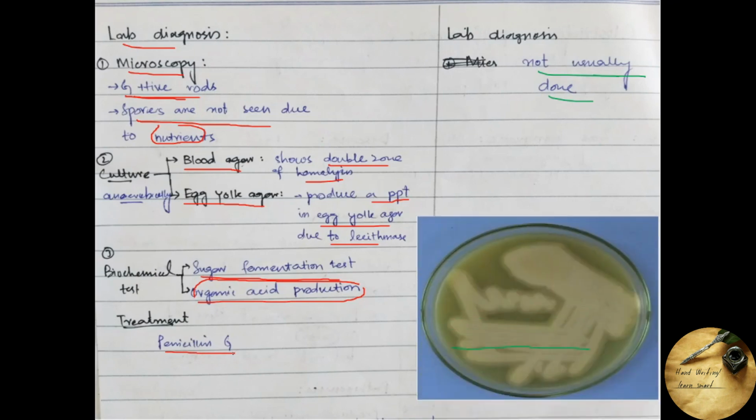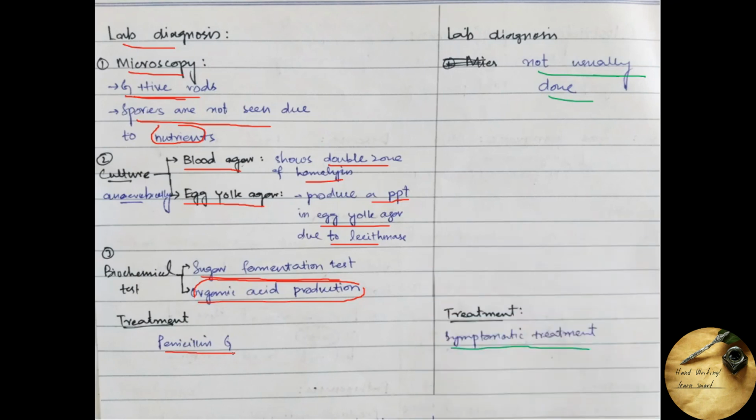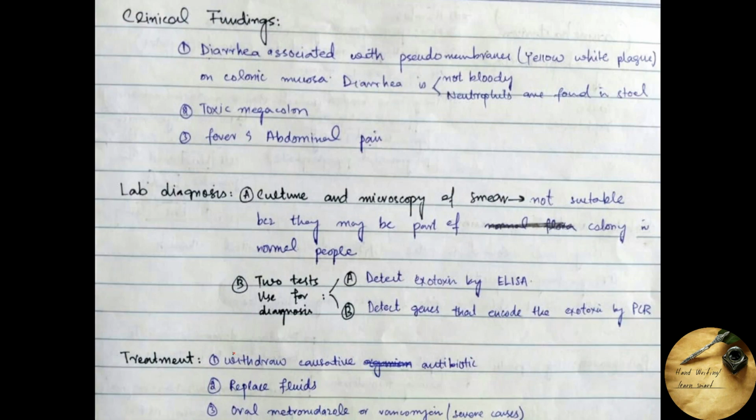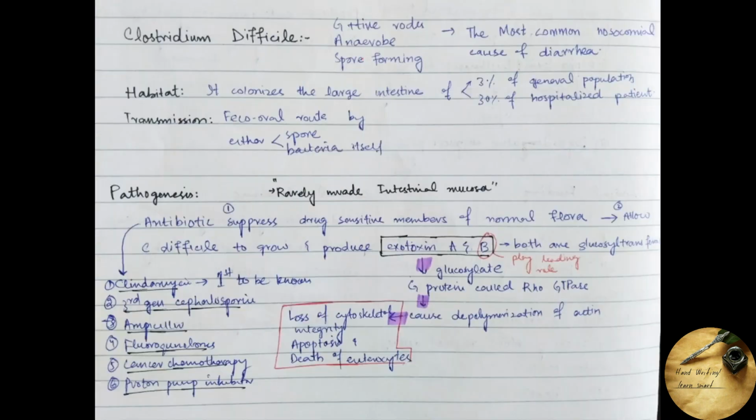Now coming towards the other species, Clostridium difficile. It is a gram-positive rod, anaerobic, spore forming, as we have already discussed, and it is the most common nosocomial cause of diarrhea. Coming towards the epidemiology, it colonizes the large intestine of about 3% of the general population and 30% of hospitalized patients. In these people it lives as normal flora and can be transmitted through the fecal-oral route by either spores or the bacteria itself.